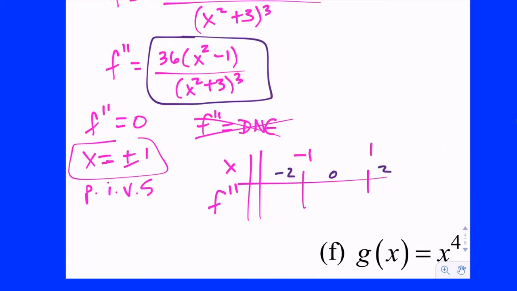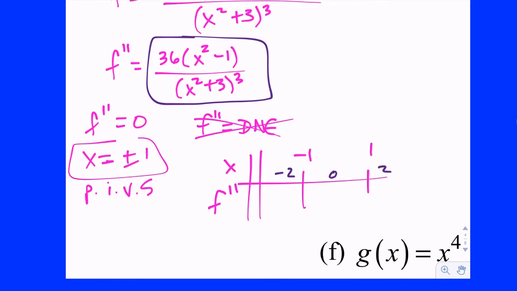Now, as you're plugging into your derivatives, whether it's the first derivative or second derivative for the sign only, just look at it and say what actually matters. 36 isn't going to change the sign, is it? So I'm not going to multiply my answer by 36. It takes a while. And the bottom, even though it's cubed on the outside, cubes preserve the sign of whatever's on the inside. The inside is always what? Positive. So really the whole sign of the second derivative is determined exclusively by x squared minus 1.